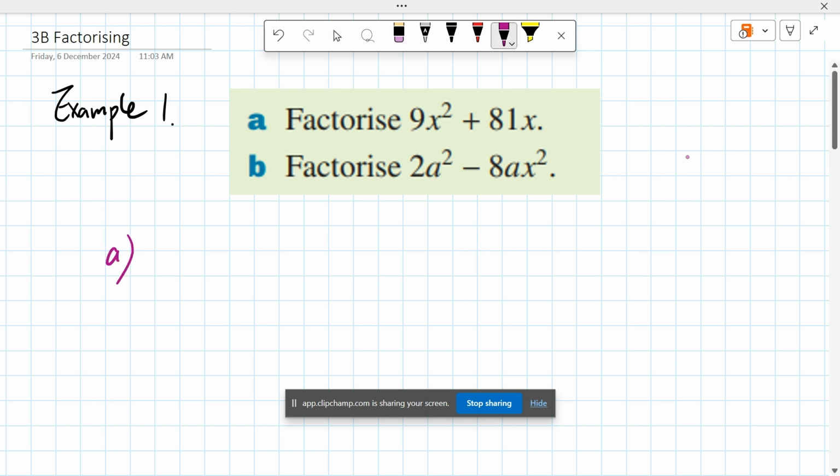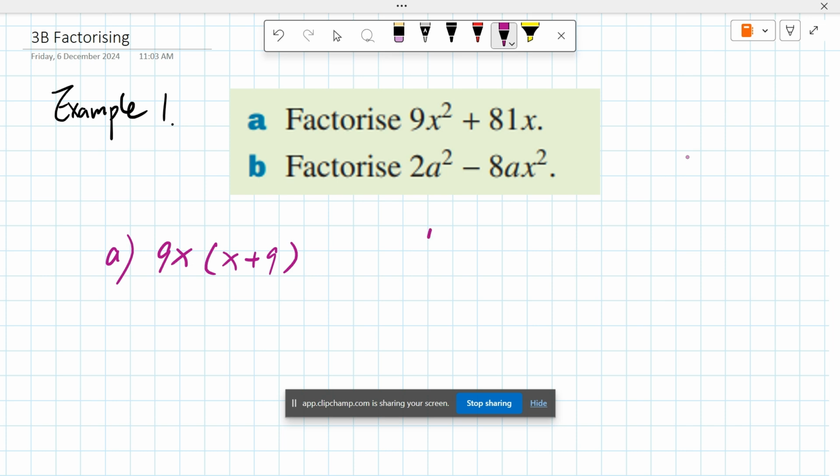So first thing first, it's 9x squared plus 81x. We can say 9x is the common factor. So what we do is 9x times x is 9x squared. And then for 81x, if the outside is 9x, we still have a 9, so we're plus 9. So this is how we're going to find a common factor. The common factor can be taken out.